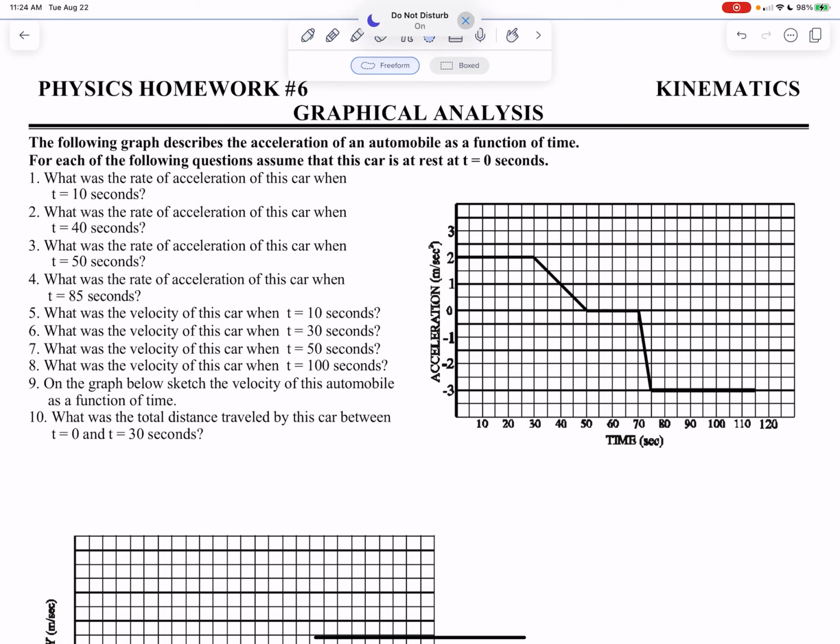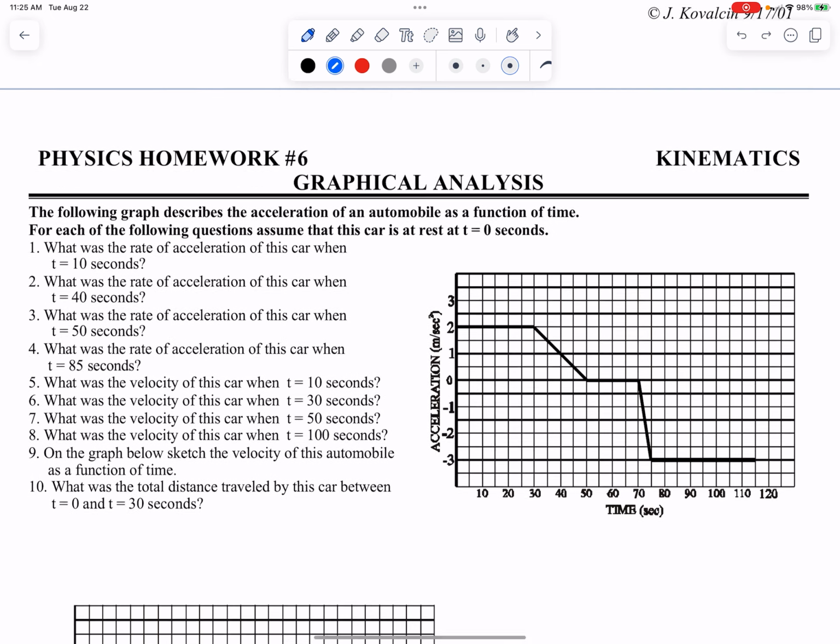Hello and welcome back. In this video tutorial, we're going to be taking a look at physics homework number 6. Now in PH number 6, we are looking at an acceleration versus time graph. What do we need to know about that? Pretty much just two things. One, you ought to be able to read the acceleration time graph for acceleration values at any given time. Those are the first 4 questions right here.